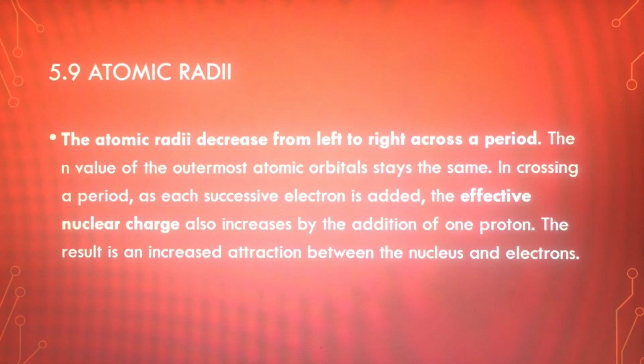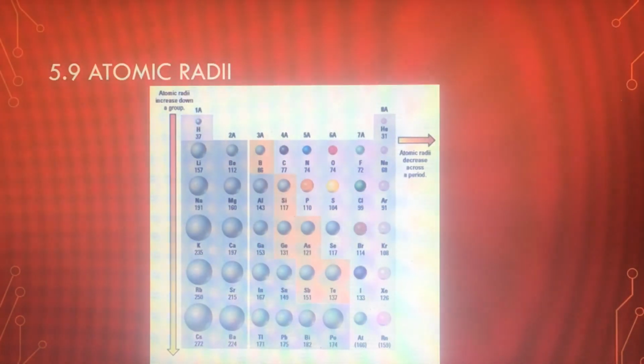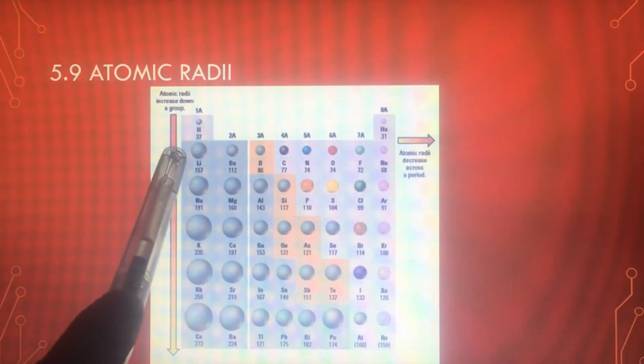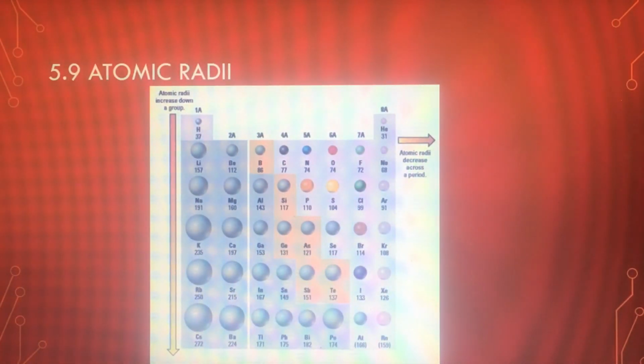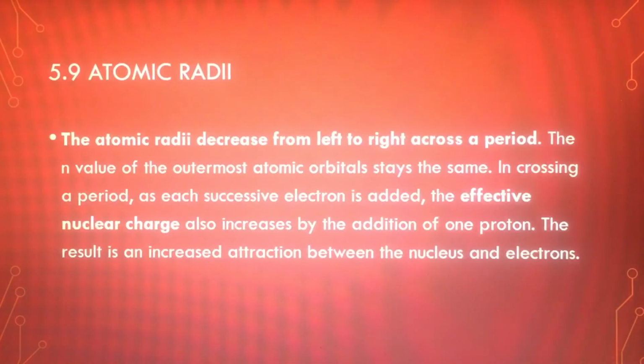For left to right, the atomic radius decreases. This is because of this explanation: the n value of the outermost atomic orbital stays the same. For example, we'll go back to this slide. Here, the value of n is equal to 2, or the value of the main energy level is equal to 2. So the valence.